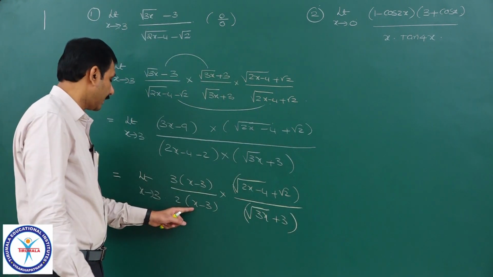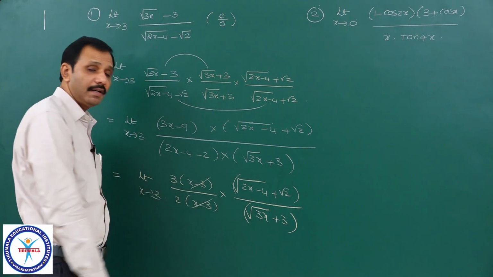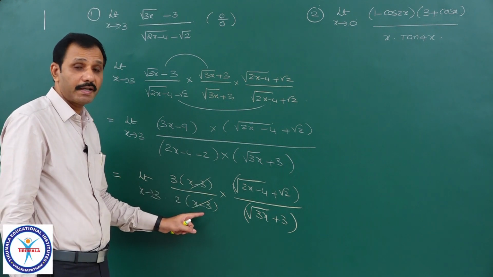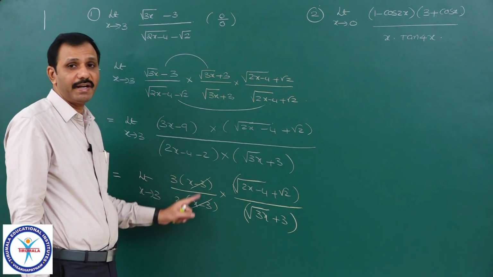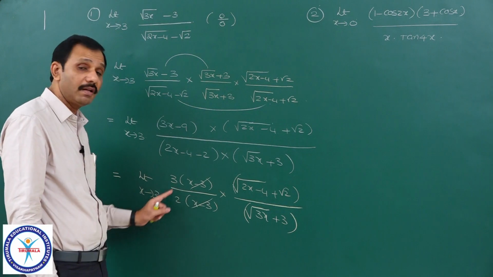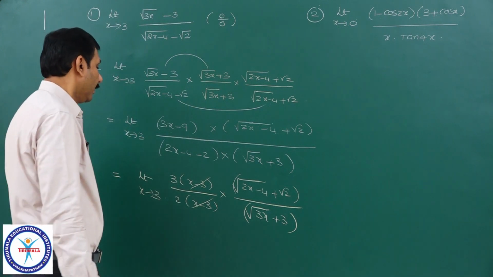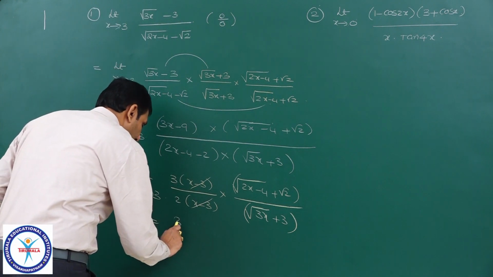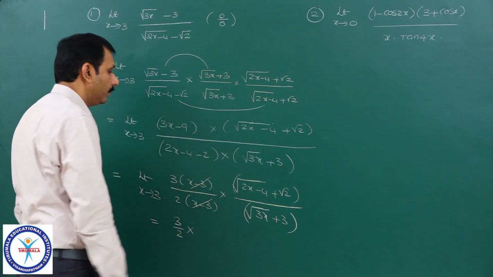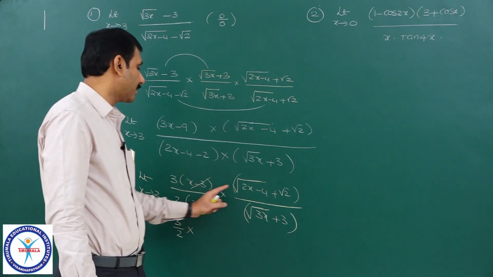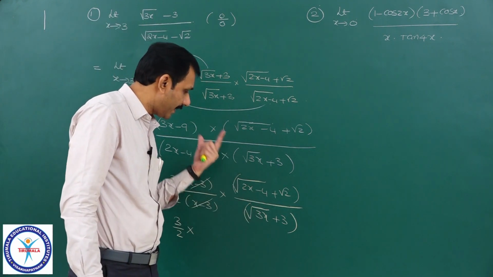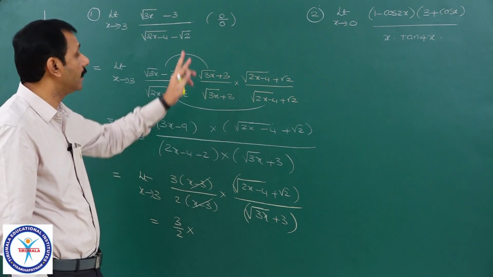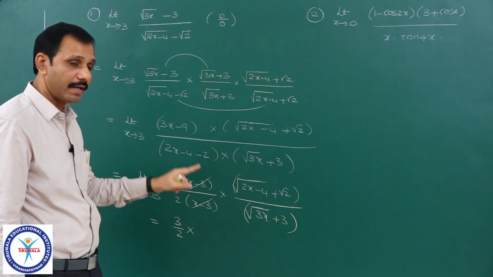Now x minus 3 and x minus 3 will get cancelled. We already discussed that even if it is in the denominator, the function may not be defined at that point, but still a limit exists. Now x minus 3 cancels, which means the leftover constant is 3 by 2 into. Observe this, as x tends to 3, it is a direct limit, you can substitute because we have eliminated that indeterminate form by rationalizing it.